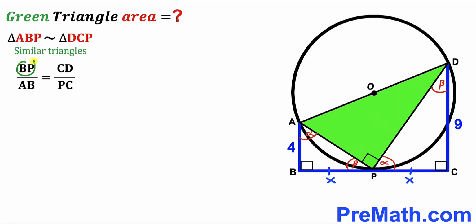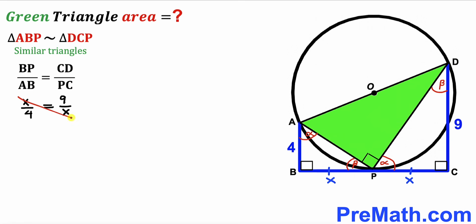We can see our BP segment is X, so I'm going to replace this one with X. And likewise this segment PC length is X as well, so I'm going to replace this one with X as well. Moreover, this segment AB length is 4 units, so I'm going to replace that one with 4. And finally this CD segment length is 9 units, so I'm going to replace this one with 9 over here.